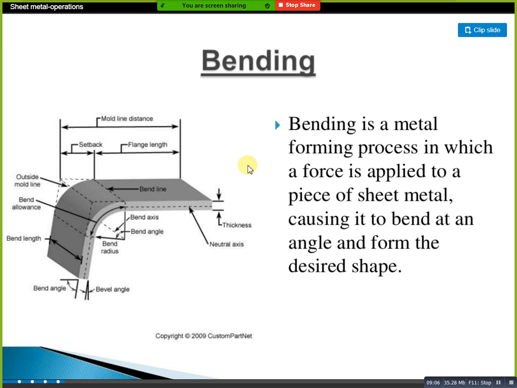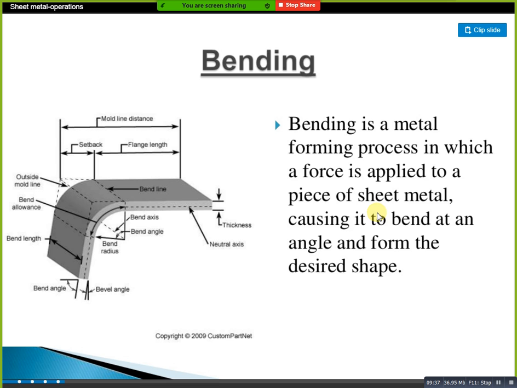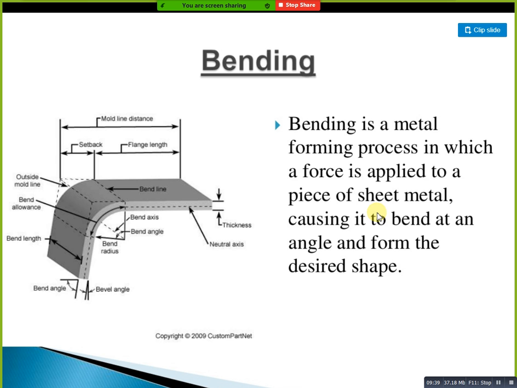Bending is a metal forming process in which a force is applied. We apply our point load or force. Point load means nothing but a force here. That force is applied to a piece of sheet metal, not to a model, causing it to bend. For bending we need to apply some force at an angle to form the desired shape. Based on what you require, you can create your punch or force, and then you will get your desired shape. That is the exact meaning here.